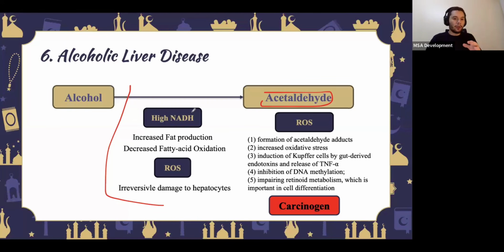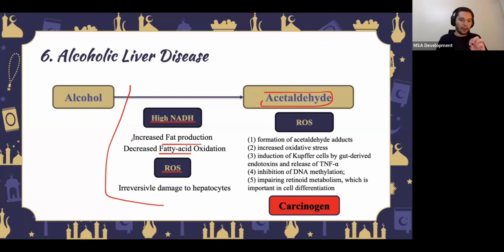NADH leads to stimulation of the enzymes that produce fat in your body. So you have a lot of fat production. And it inhibits enzymes for fatty acid oxidation or fat breakdown. So this is the issue with high NADH. Another thing is reactive oxygen species, and as we know, reactive oxygen species cause a lot of cellular damage, and if they're in the liver, they cause irreversible damage to your hepatocytes. Right. Now we go on to acetaldehyde.